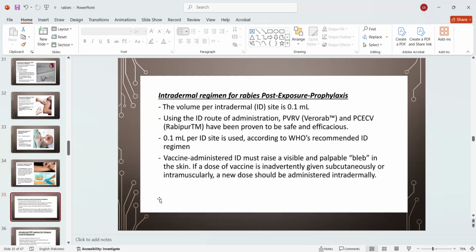Intradermal regime. The volume per intradermal site is 0.1 ml. Using the intradermal route for administration, PVRV and PCECV have been proven to be safe and efficacious. 0.1 ml per intradermal site is used according to the WHO recommended intradermal regime. Vaccine administered intradermally must raise a visible and palpable bleb in the skin. If the dose of vaccine is inadvertently given subcutaneously or intramuscularly, a new dose should be administered intradermally.